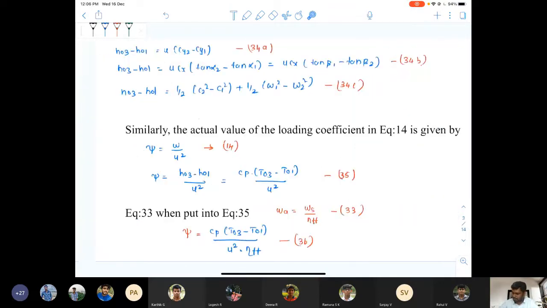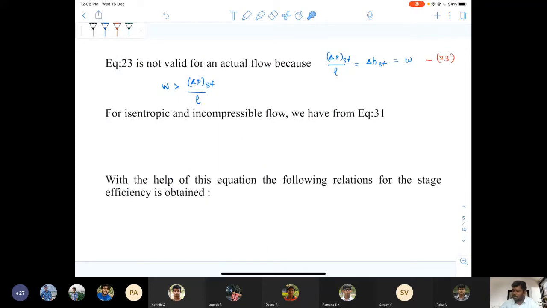Okay, therefore, if you combine this equation and equation number 31, you will be getting delta P at the stage divided by rho is equal to Ws is equal to H03SS minus H01, which will be equal to Cp times T03SS minus T01. Okay, this is how we have written this equation.